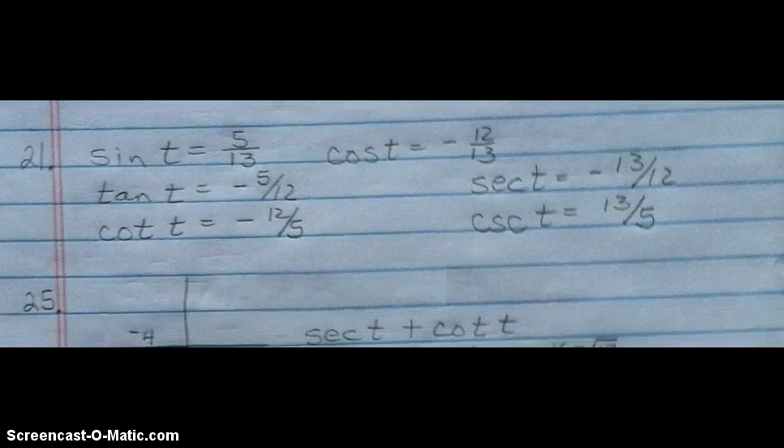Problem 21, it tells us that the sine is 5/13, the cosine is negative 12/13. We can come up with all the other trigonometric values, because remember the tangent is sine over cosine. The cotangent is the reciprocal of that. Secant is 1 over cosine, and cosecant is 1 over sine.